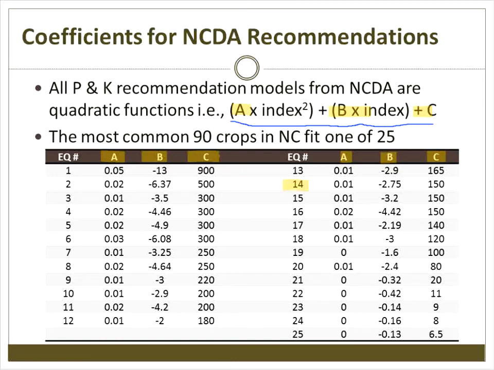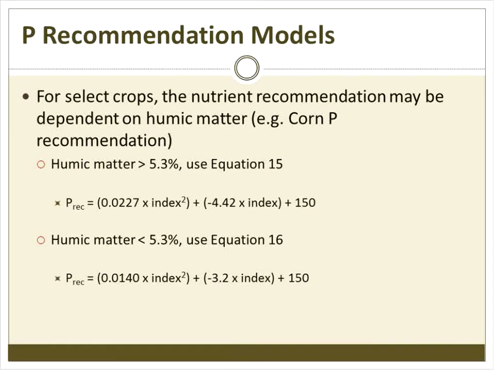And for potassium, use equation 16. For other crops, it may say use equation 23 and use equation 8 or something like that. So all we're doing is playing games with this same exact A index squared plus B index plus C equation. We're just changing our coefficients. All right, so let's go through an example here now.